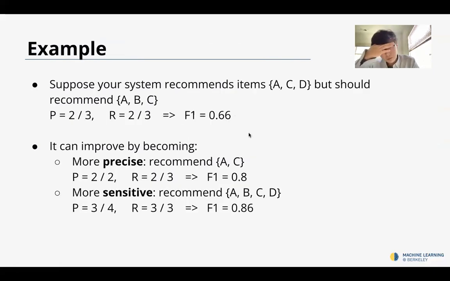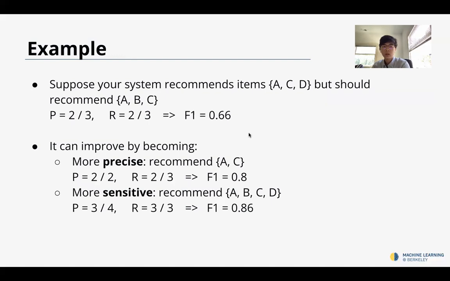So to see F1 in practice, let's suppose your system recommends items A, C, and D, but it's supposed to recommend A, B, and C. Now the precision here is 2/3 because you have two hits. The hits are A and C, but you recommended 3 items, A, C, and D, so your precision is 2/3. Your recall is also 2/3 because, once again, 2 hits, but there are 3 items that you're supposed to recommend, so it's 2/3. And when you compute the harmonic mean of those, you get an F1 of 0.66.